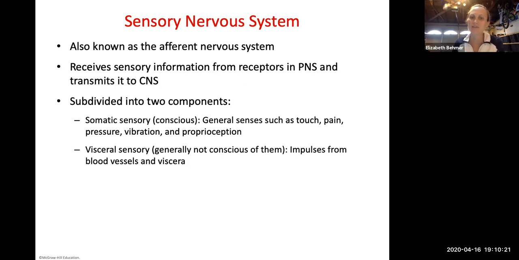So visceral sensory usually has to do with blood vessels. Viscera always has to do with organs. So think visceral, organs inside your body, subconscious. And somatic sensory are all the general senses that are under conscious control or conscious sensation.